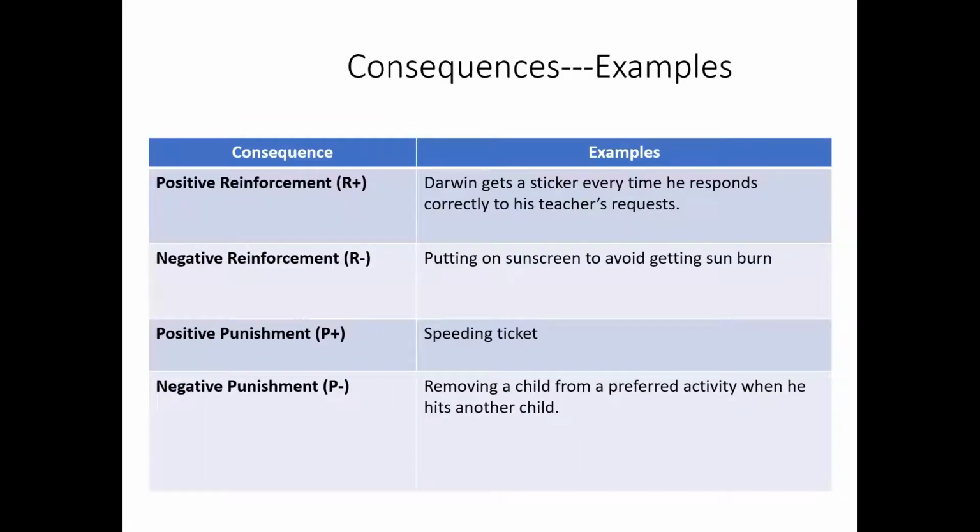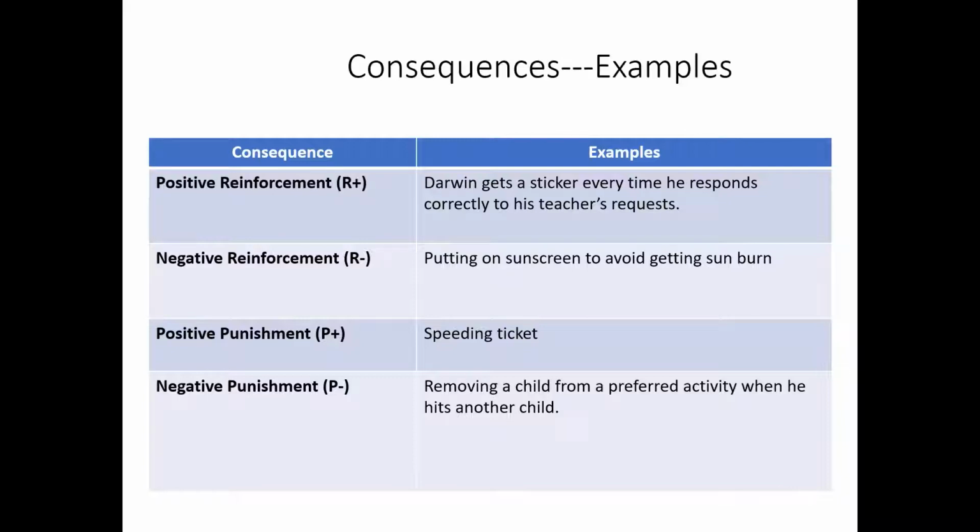So here is an example of positive reinforcement. When we see the word positive, we mean adding something. An example would be Darwin gets a sticker every time he responds correctly to his teacher's requests. So they're adding in a sticker to reinforce that behavior of responding correctly and following his teacher's requests. An example of negative reinforcement, which is taking something away to increase a behavior, would be putting on sunscreen to avoid getting sunburn. So we're taking away that sunburn by applying our sunscreen.